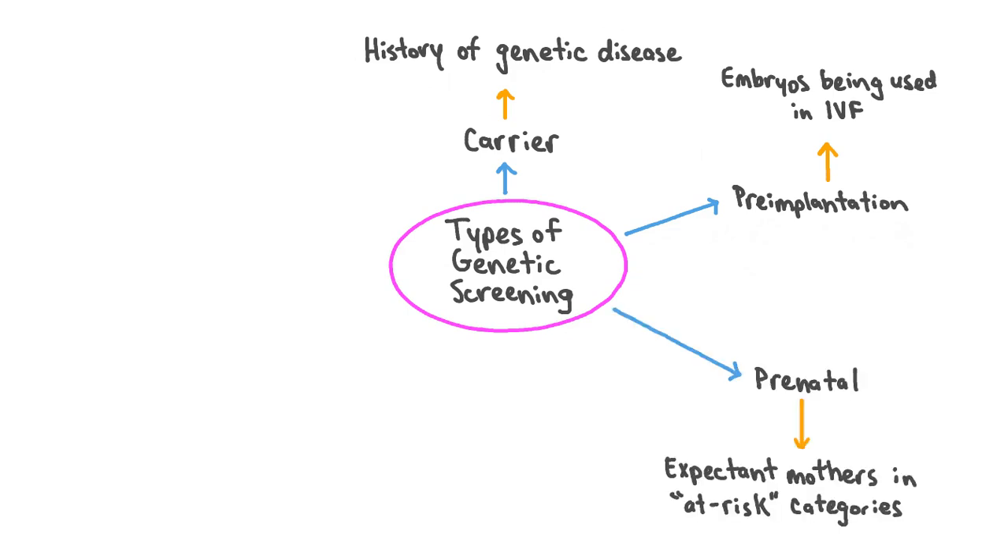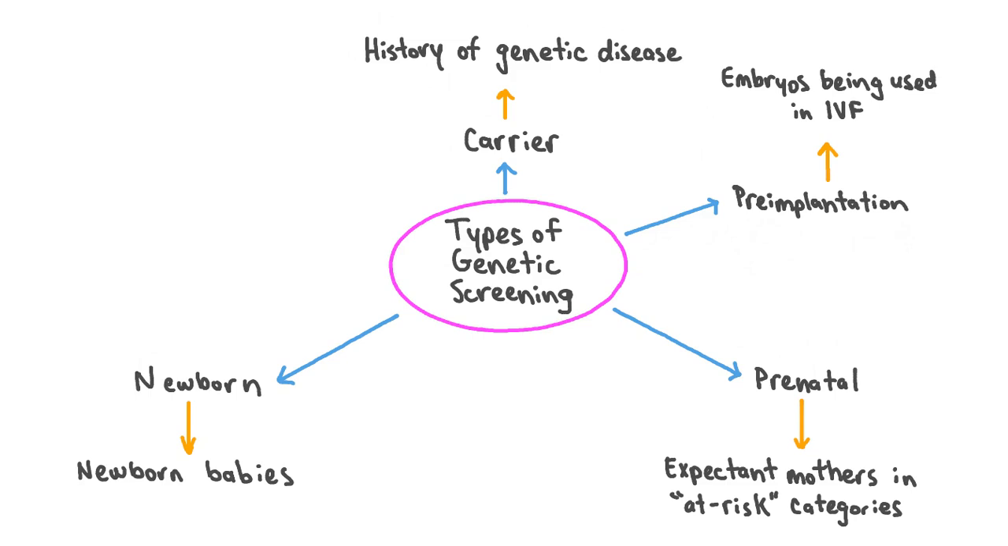Prenatal testing is carried out on pregnant mothers before the baby is born. It's most likely to be offered to expectant mothers that are in at-risk groups. For example, the chances of a baby developing the chromosomal disorder Down syndrome increases with age. So expectant mothers over the age of 35 are often offered a prenatal test for Down syndrome.